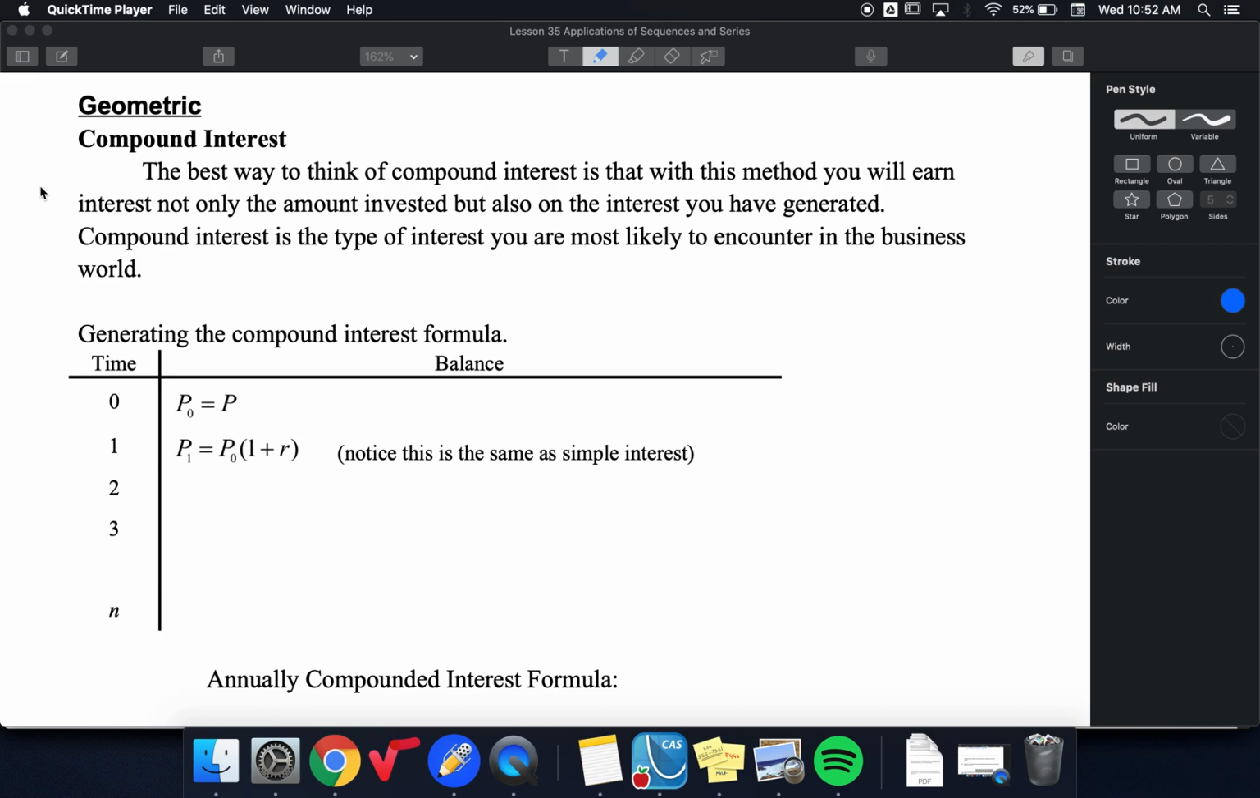So compound interest is the most typical example of a geometric sequence in real life. And the way that we think about compound interest is that you pay money on all of the money that you currently owe. So after the first year, you have borrowed your amount of money, and then what you have to pay back is all of that money plus interest on that amount of money. So the 1 plus R is basically saying it's 100% plus the amount of interest.